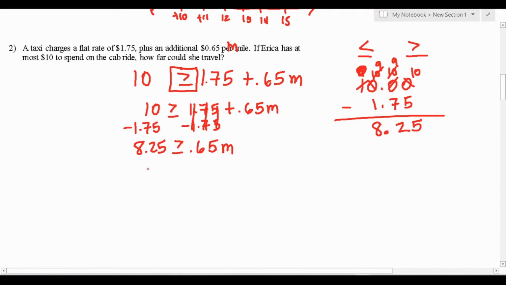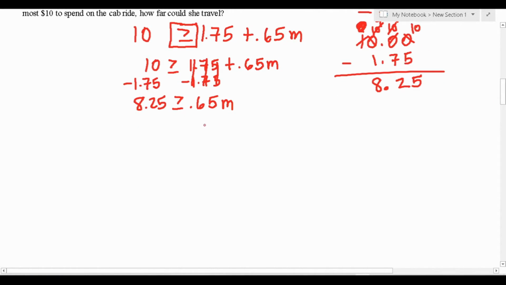And now we have the equation $8.25 is greater than or equal to 0.65 m. Again, we're trying to solve for m, so we're going to divide both sides by 0.65. This crosses out, leaving us with this equation. M is less than or equal to 825 divided by 0.65. Again, you can regard all fractions as long division by rewriting them like this.